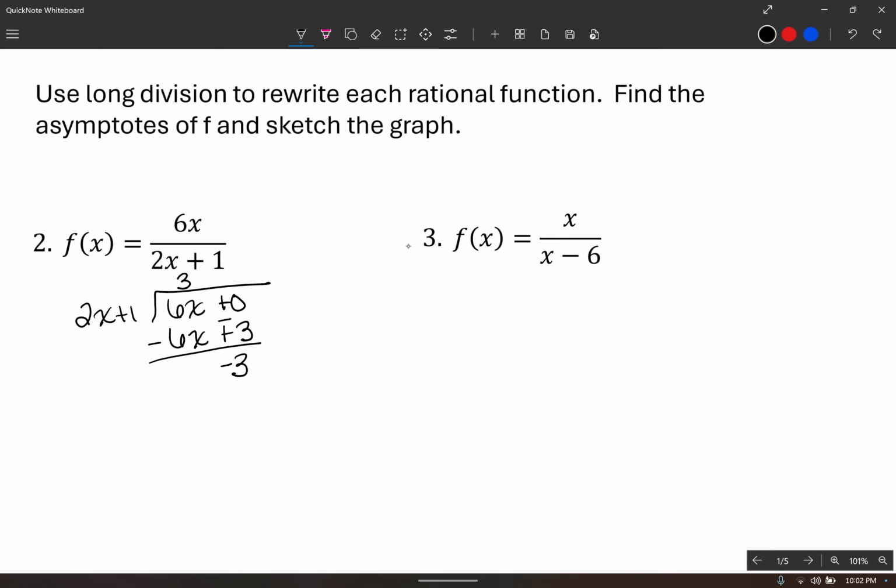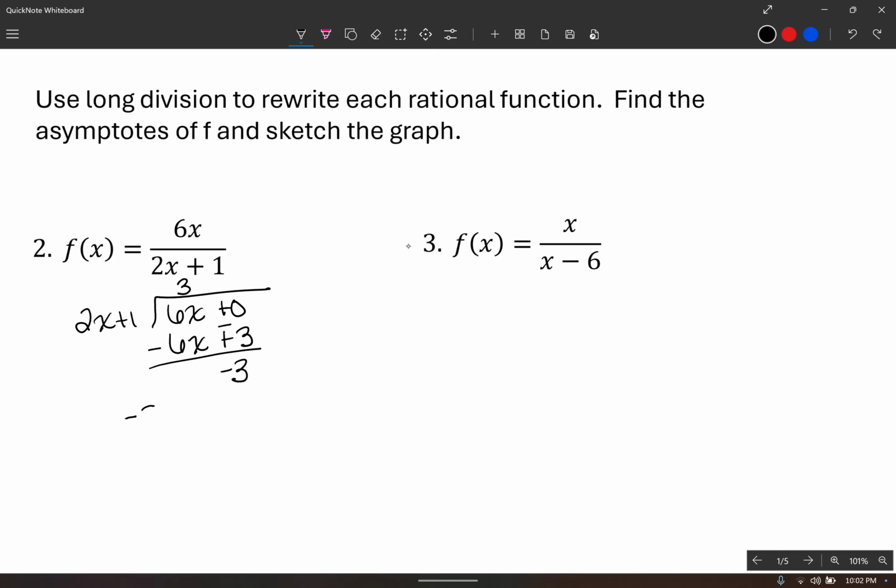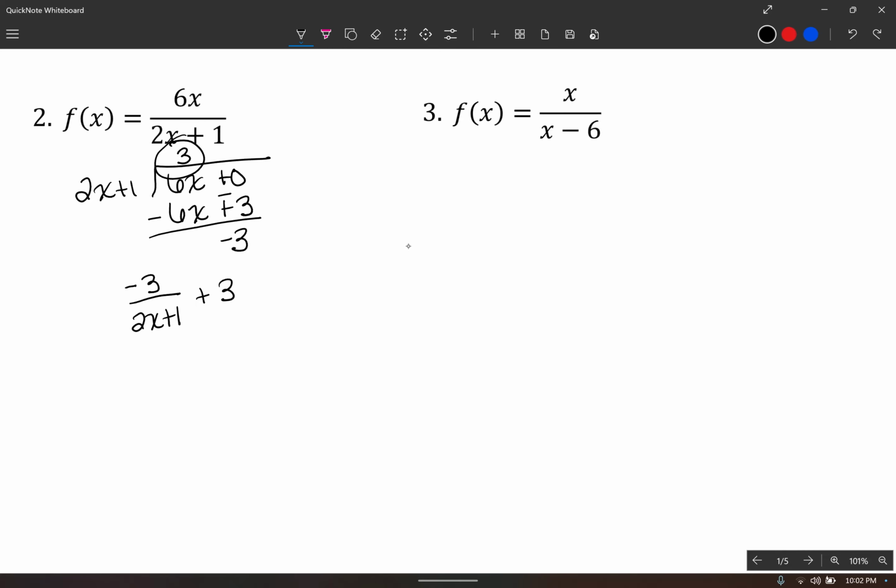Now, just like on number 1, I like for my remainder part on these to be in the front, so I'm going to do my remainder over what I divided by, and then put that plus 3 behind it. So we already discussed that we get the vertical asymptote from the denominator. We get the horizontal asymptote from that number that's being added or subtracted on the outside.